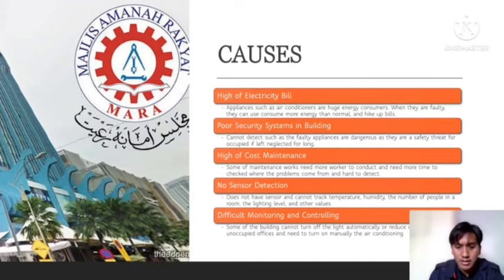And lastly, difficult monitoring and controlling. Some of the building cannot turn off the lights automatically or reduce the dim light if the offices are occupied. They need to turn on the air conditioning manually before people come to work.